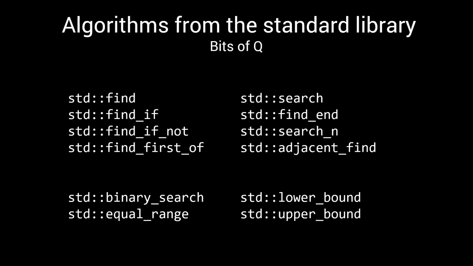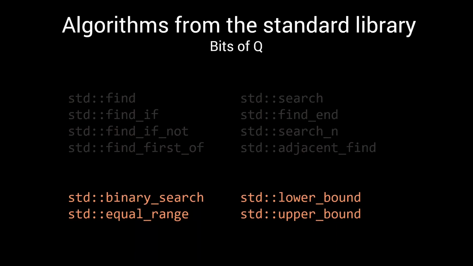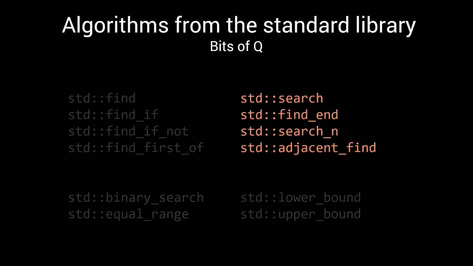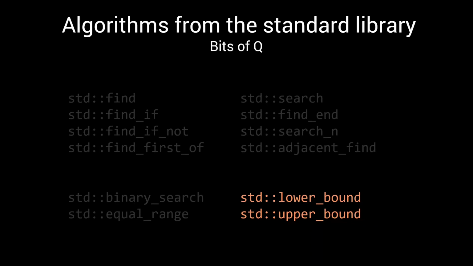The algorithms header of the standard library implements a total of 12 different algorithms for searching through a range. Some operate on any range, others only on sorted ranges. Some search for a single element, while others search for a subrange. This one only tells you whether the element exists in the range, while these are great for figuring out where to insert the next element.